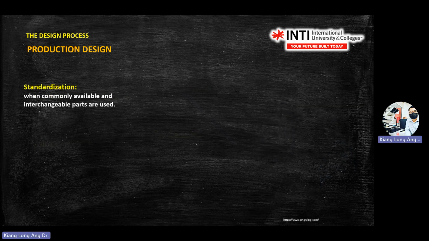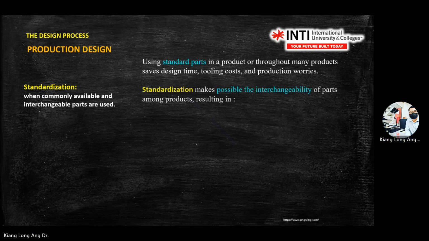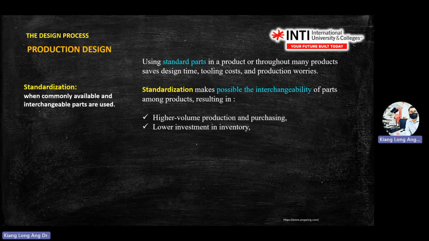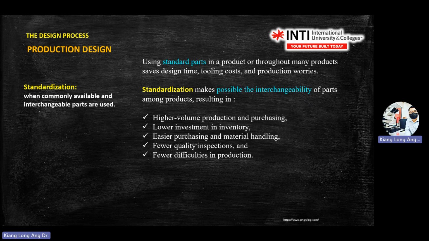The second method. We have 4 approaches. Just now was simplification. The second one is standardization. Standardization means you use commonly available and interchangeable parts. For example, what is standardization? The keyword there is interchangeable. If you have standardization, these are all the benefits: high volume, low investment in inventory, and so on. Okay, this one you read.